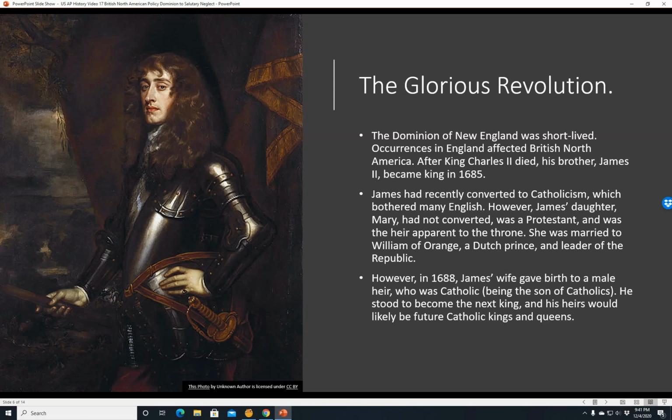She was married to William of Orange, a Dutch prince and the leader of the Republic. However, in 1688, James's wife gave birth to a male heir who was Catholic, being the son of Catholics. He stood to become the next king, and his heirs would likely be future Catholic kings and queens of England.